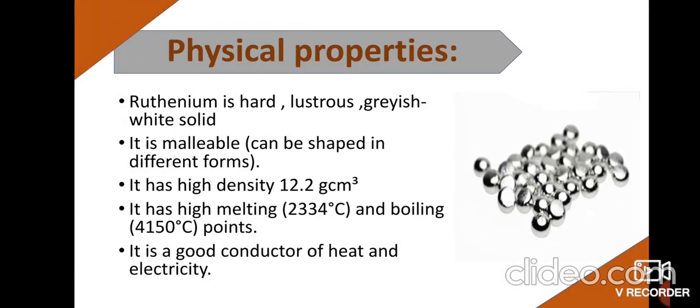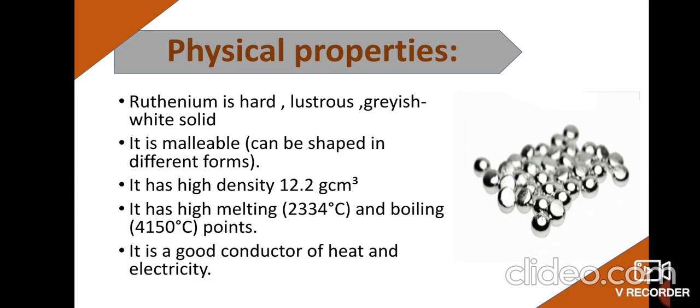Now have a look at physical properties of ruthenium. So ruthenium is a hard, lustrous, grayish white solid. It is hard, it means that it has a firm and clear shape. It is lustrous, it means that its surface is shiny. It is malleable, it means that it can be shaped in different forms.